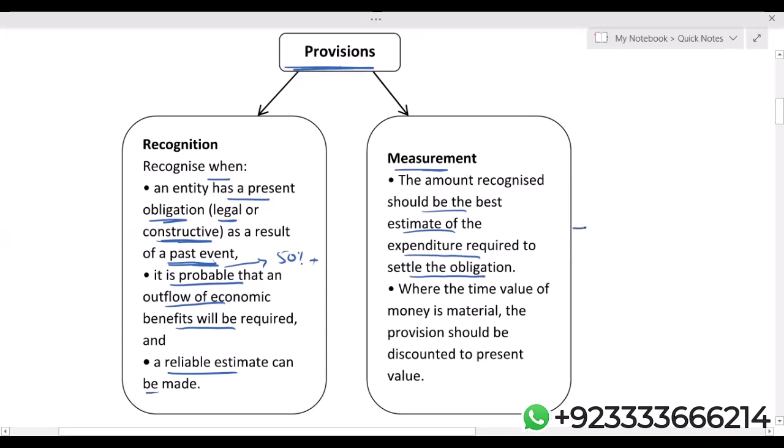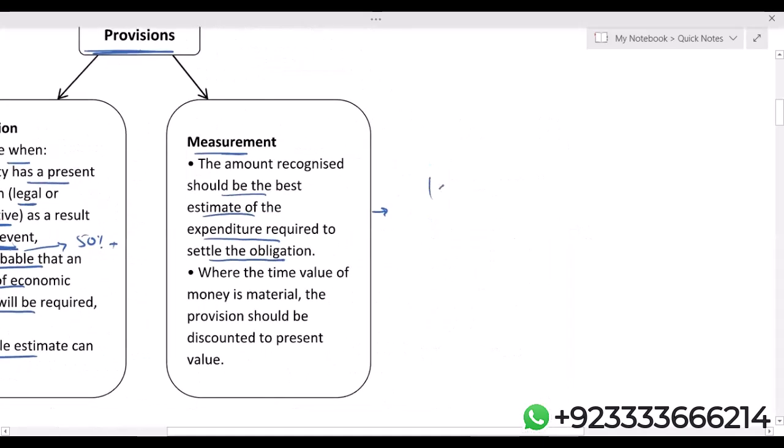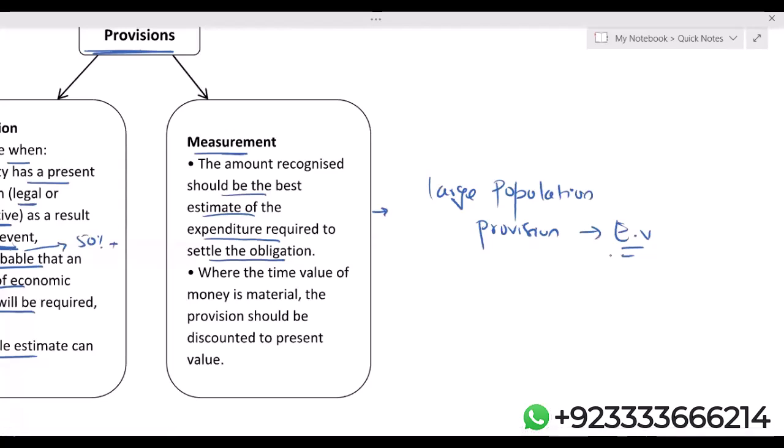Basically, when you are dealing with a large population, then you should be making the provision on the basis of expected values. So in case of large population, provision will be according to expected values.